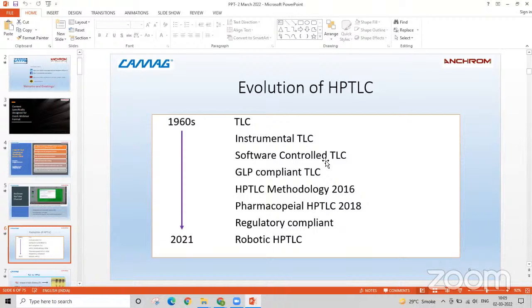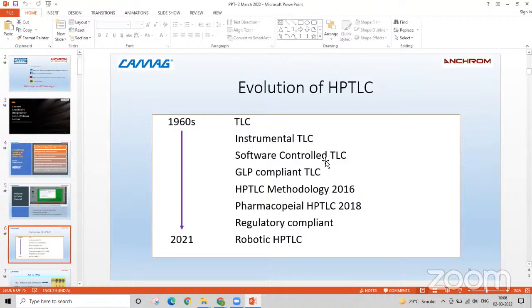Then the software was introduced, which would control all these instruments. But still people used to get a lot of variation in the results, although we had software and instruments. Because suppose I am doing one analysis for a particular sample and I am applying a band of 3 millimeter. You may apply a band of 6 millimeter for the same sample. There was no uniformity in how I should apply the sample on the plate or many other things. Therefore, although there was software controlling the instrument, we used to get a lot of variation in the result.